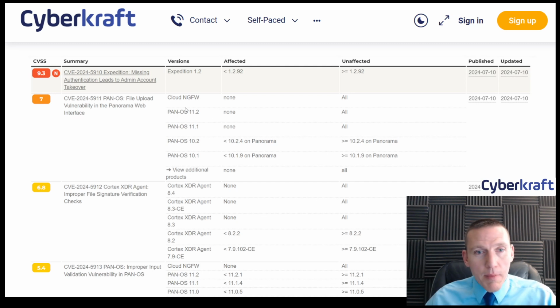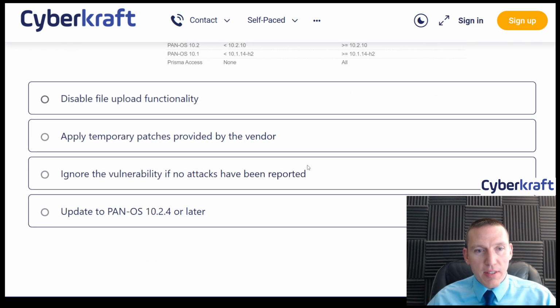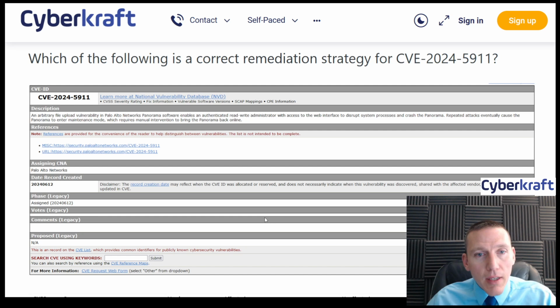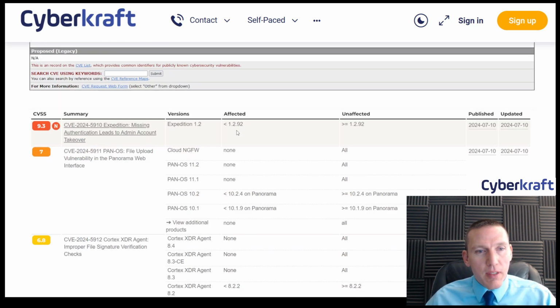Well, there's a lot of versions here, and it looks like it does not affect anything greater than 10.2.4. If it's listed like this, you find the one that's not affected. You go to the next one if there's a greater than sign. So I think it's going to be this one. Upgrade to PAN-OS 10.2, but I shouldn't be jumping to that one. Disable file upload functionality. Well, I don't think that would do anything for this one.